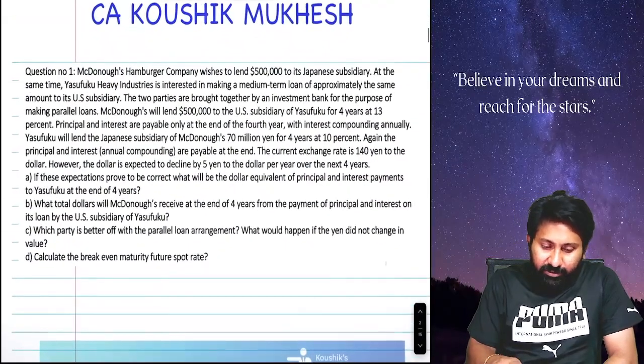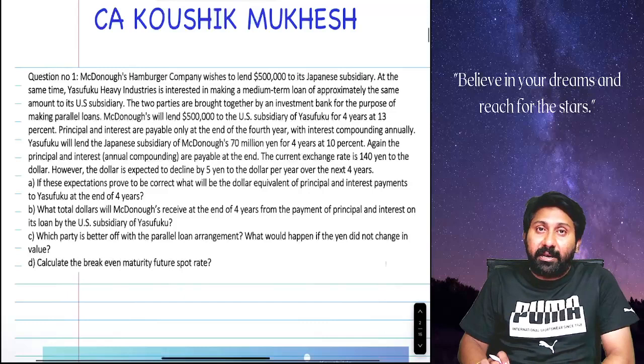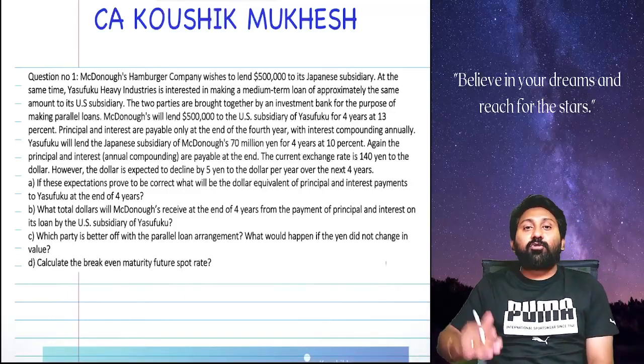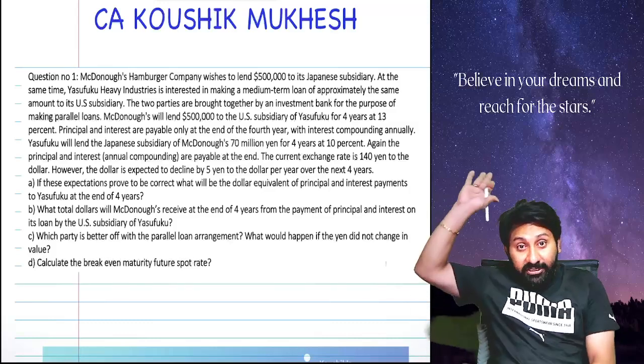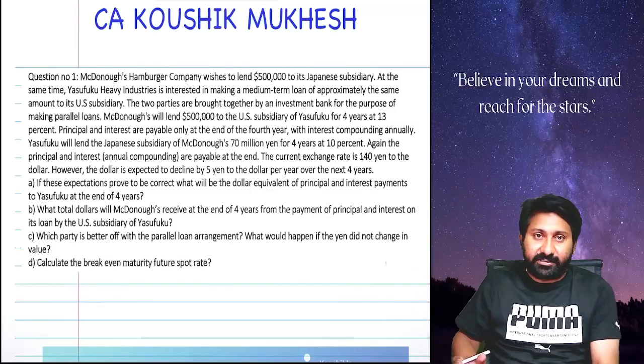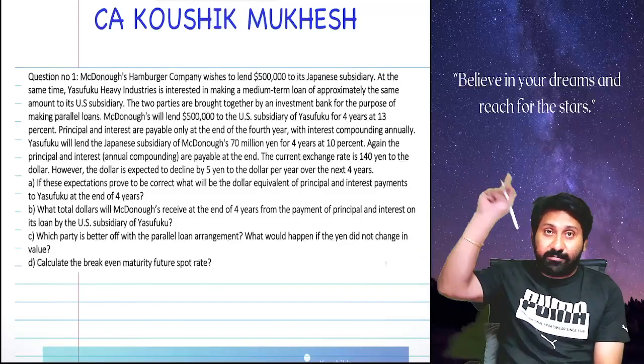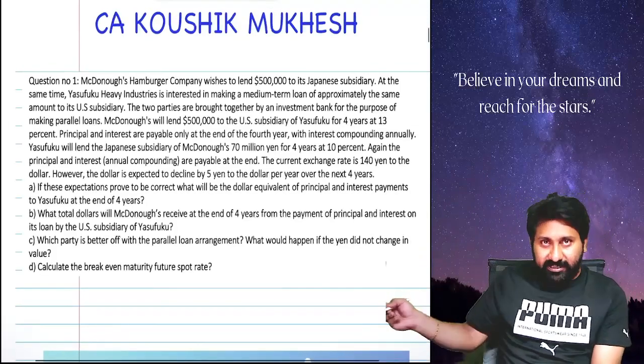Let's take one question. This is a question taken from Brealey Myers. One very good question for understanding how swapping was done initially in the 1960s and 70s. Okay, how it is done. One exam question in CFA, one RTP question in CA final.